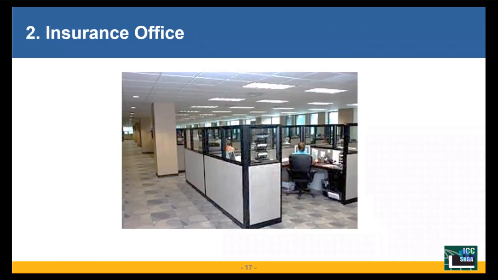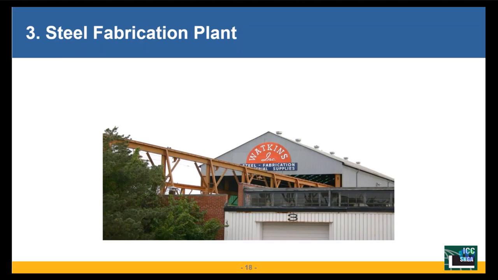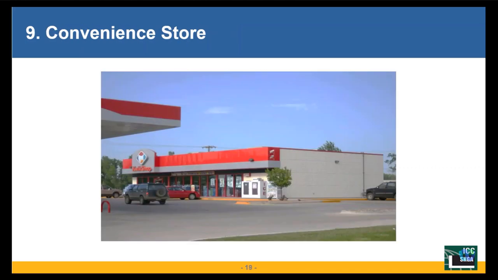So here are some examples. We have an insurance office. What do we classify that as? In the insurance office, it will be Group B occupancy. Here we have a steel fabrication plant. Again, fabrication of steel involves low hazard, non-combustible material, so it's Group F2. A convenience store will deal with merchandise, selling supplies and so forth, so it'll be Group M for mercantile.